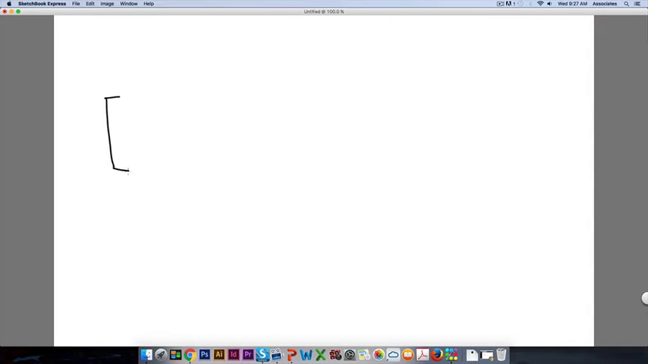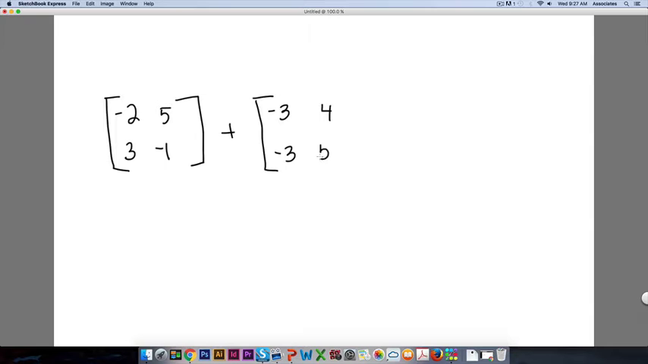The first matrix said the top row was -2, 5. The second row was 3, -1. And I wanted to add to that my matrix -3, 4. And that was the top row, and -3, 5 was the second row. Now, in order to add them, I need to make sure they're the same size. So this had 2 rows by 2 columns. This guy had 2 rows by 2 columns. They're the same size or dimensions, so that means we can add them.